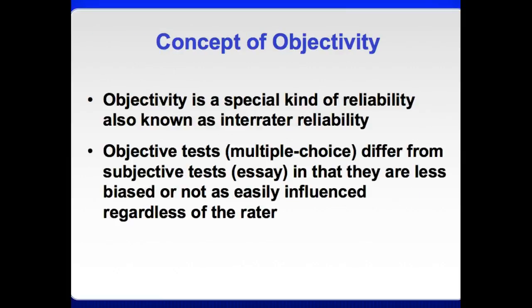Concepts of objectivity. Objectivity is a special kind of reliability, also known as inter-rater reliability. Objective tests, such as multiple choice, differ from subjective tests, such as essays, in that they are less biased or not as easily influenced regardless of the rater.